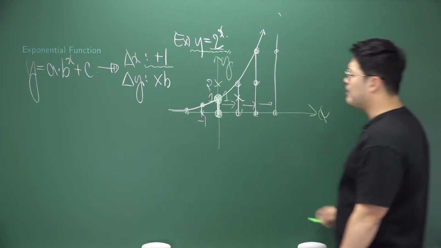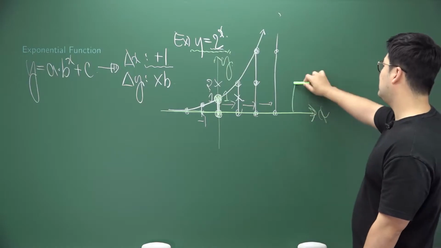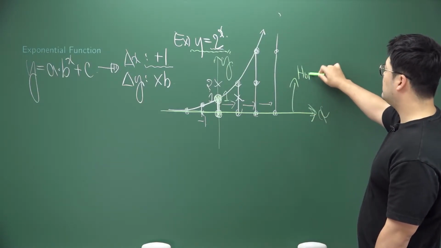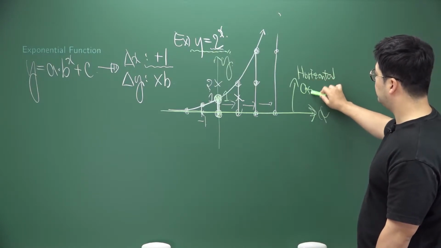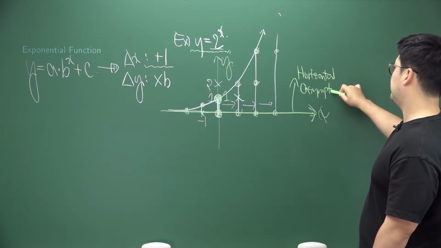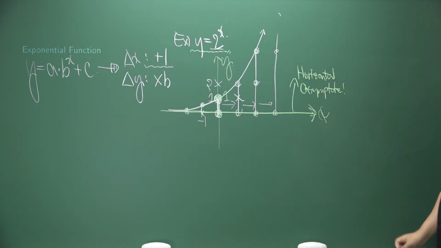So an interesting thing happens. We have the horizontal asymptote. This is going to be the horizontal asymptote. Okay? So we have the exponential function that goes up.